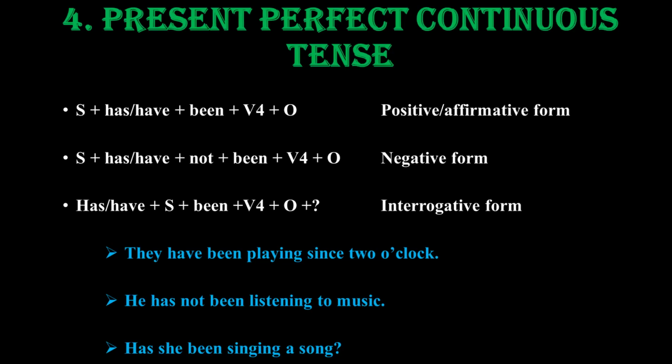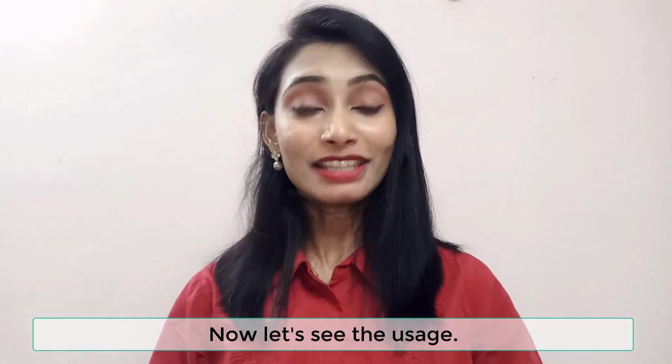Subject plus has or have plus been plus verb-ing plus object, positive or affirmative form. Subject plus has or have plus not plus been plus verb-ing plus object, negative form. Has or have plus subject plus been plus verb-ing plus object plus question mark, interrogative form. Examples: they have been playing since 2 o'clock. He has not been listening to music. Has she been singing a song? Now let's see the uses.